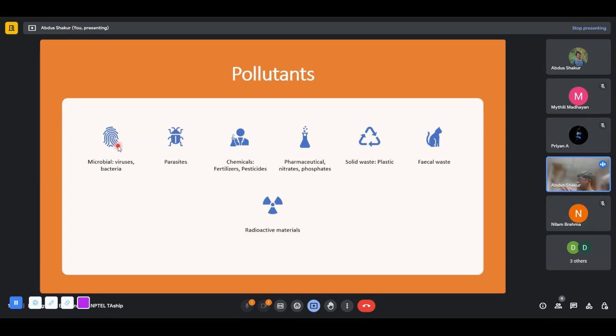Let's look at the pollutants again. What are the different types of pollutants? Viruses and bacteria, which are microbial pollutants. Parasites can be considered pollutants. Even the fertilizers and pesticides that run off from agricultural or industrial waste are a major group of pollutants, and even pharmaceutical products, nitrates and phosphates, which are not supposed to be present in that environment but have been put into these environments because of us. Similarly, solid waste, such as plastic or any other thing, is a form of pollution. Fecal waste, because most of the feces end up in water. And we have radioactive materials that are put into water bodies. So these are all different pollutants that we can have.